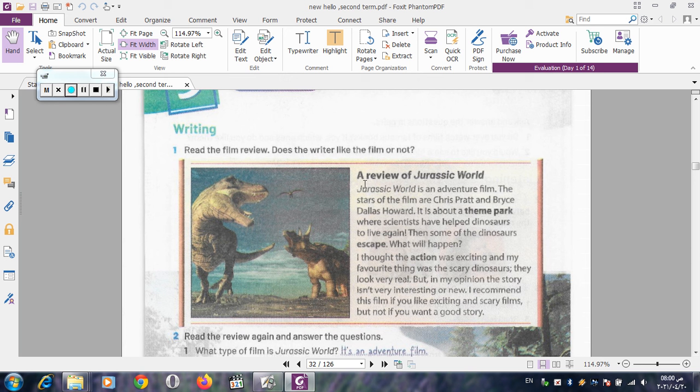So when you write a review of something, you watch this film or you read this story and you write your opinion, the good things, the bad things, advantages and disadvantages of this piece of work. So the review of Jurassic World is some kind of writing your opinion about this film.